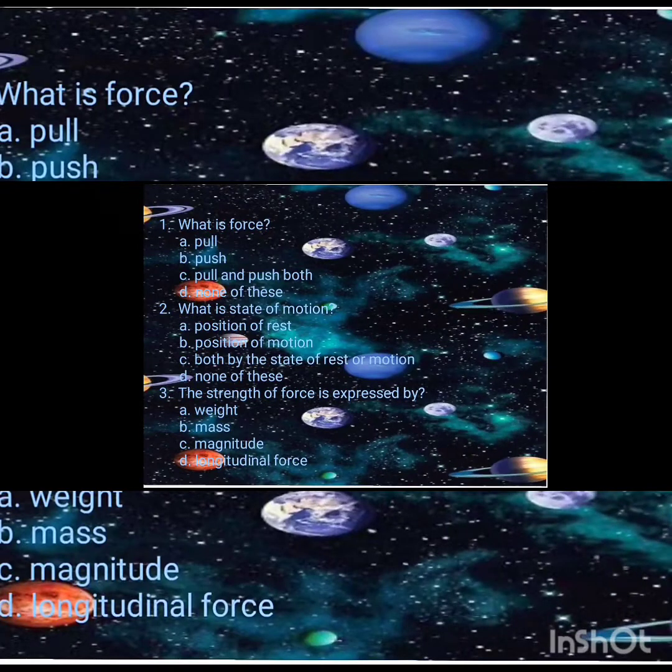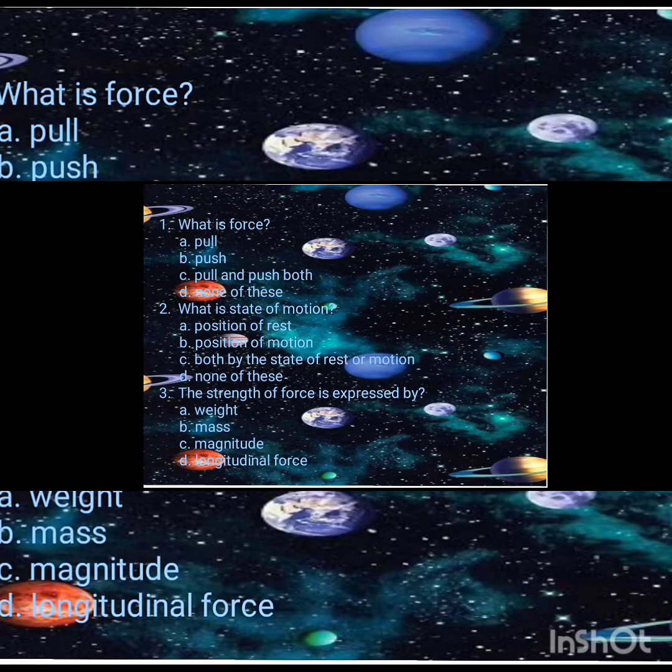So here is the first question. What is force? A. Pull. B. Push. C. Pull and push both. And D. None of this. Your time starts now. 5, 4, 3, 2, time up. What's the correct answer? Yes, it's C. Pull and push both.